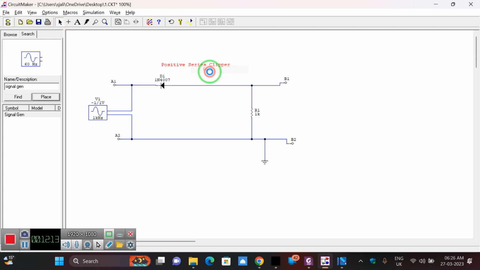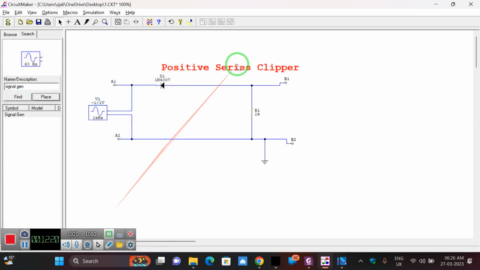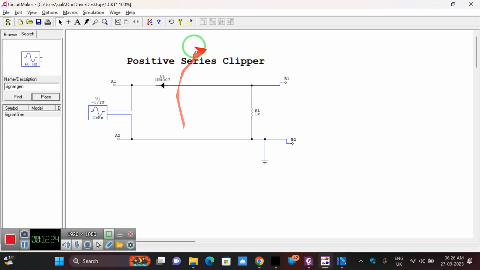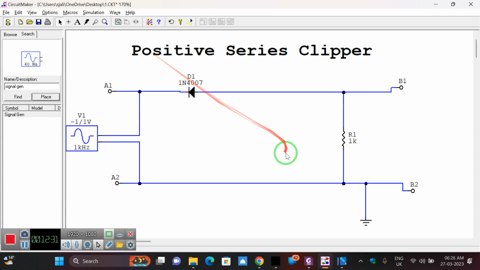If you want, you can make the fonts big and small like this. Bold, you can increase to 20, no problem. See, positive series clipper. Yeah, now make it fit into the window. This is the one, zoom to fit to the window. Yeah, so it is fit.